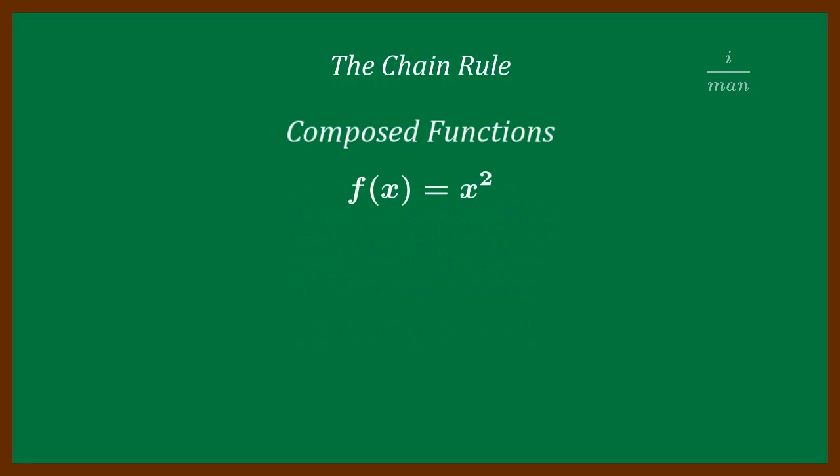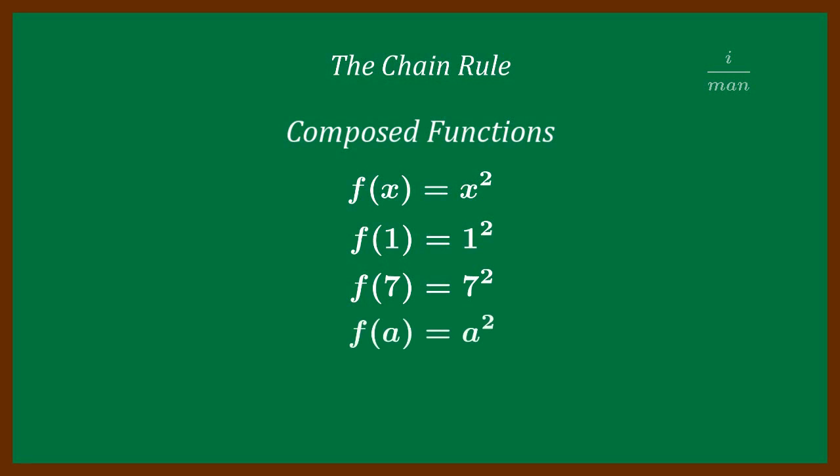Suppose we have a function f of x equals x squared. Then to apply f to any number, we just put that number in place of x. For example, f of 1 equals 1 squared. Or f of 7 equals 7 squared. It also works for symbolic constants or other variables. For example, f of a equals a squared. Or f of y equals y squared.